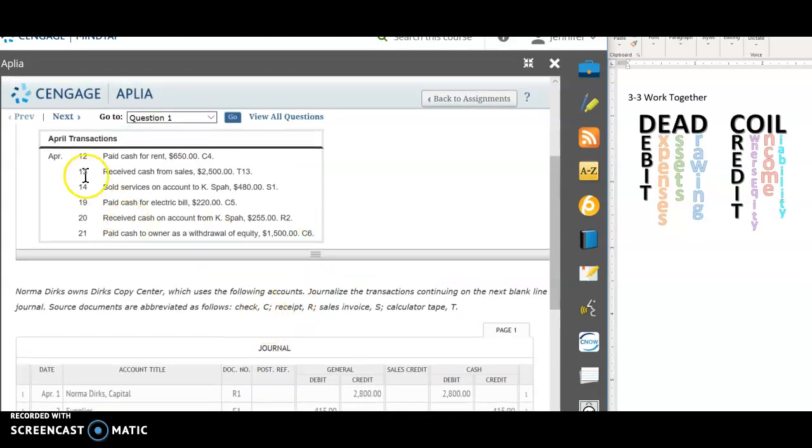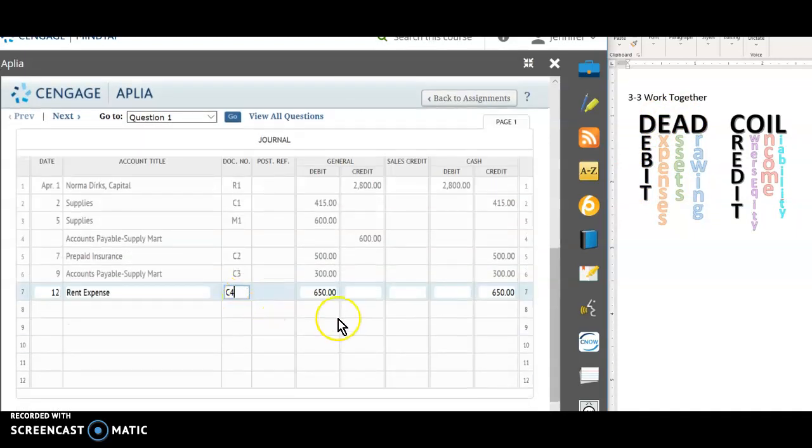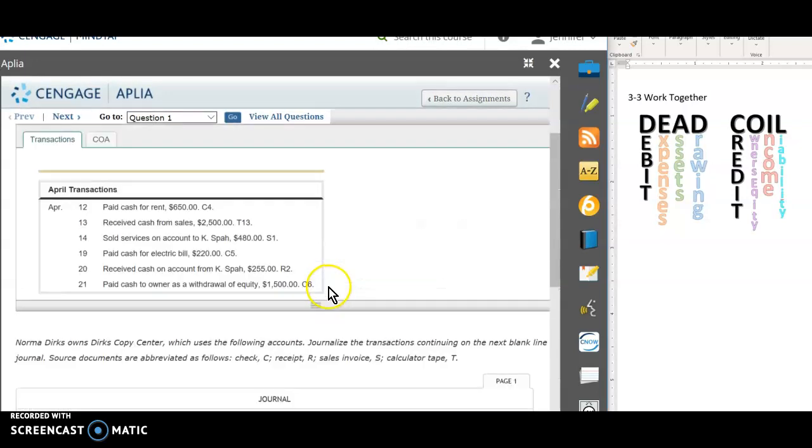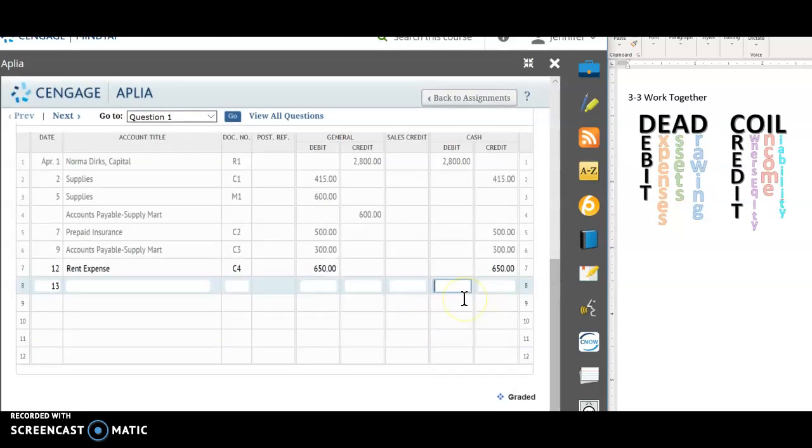All right, next transaction on the 13th. Received cash from sales, $2,500 with a calculator tape, number 13. So received cash, that means cash is going up. Cash is an asset, the normal balance is debit. So cash is going to be a debit. So on the 13th, our cash is going to be the debit, $2,500. And our credit is going to be sales. So right here in the special column, sales.